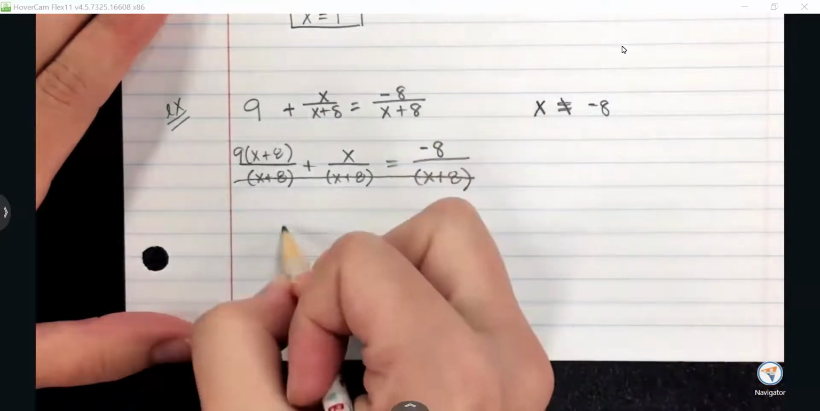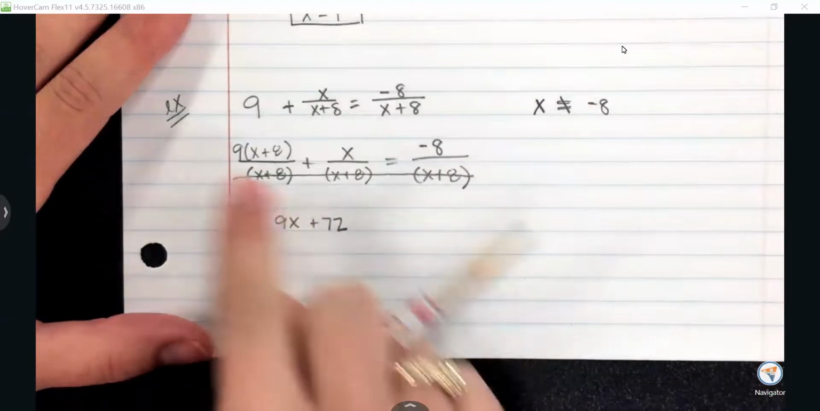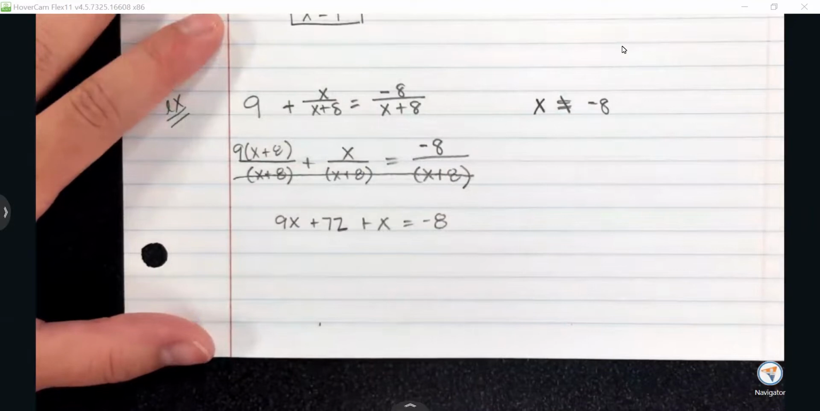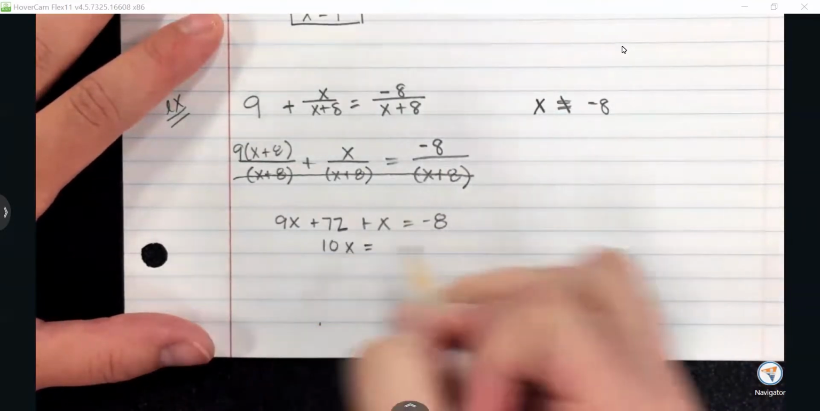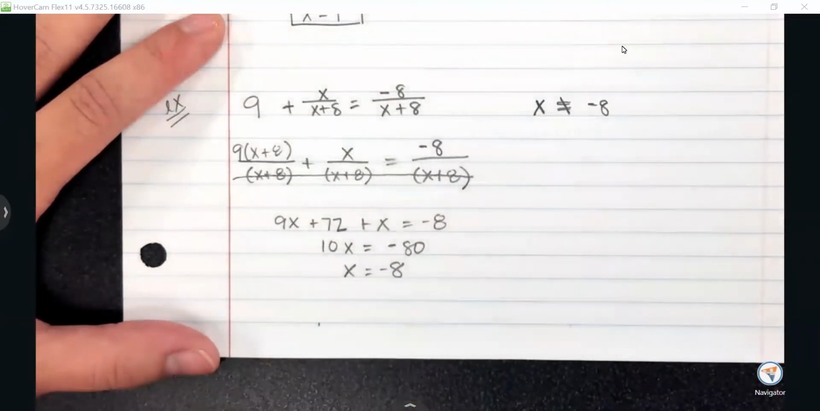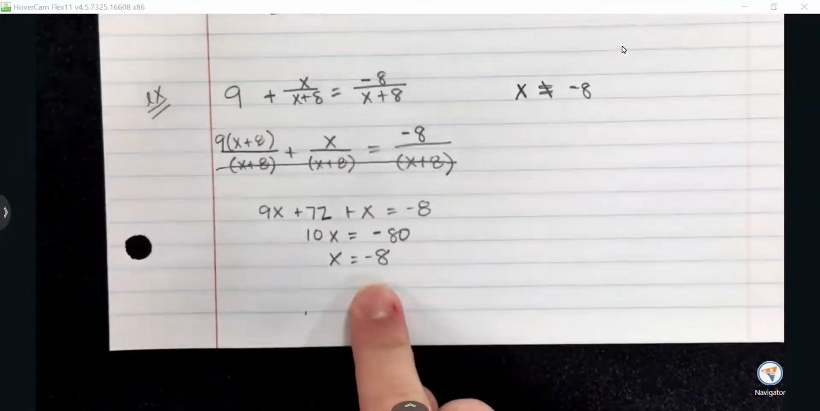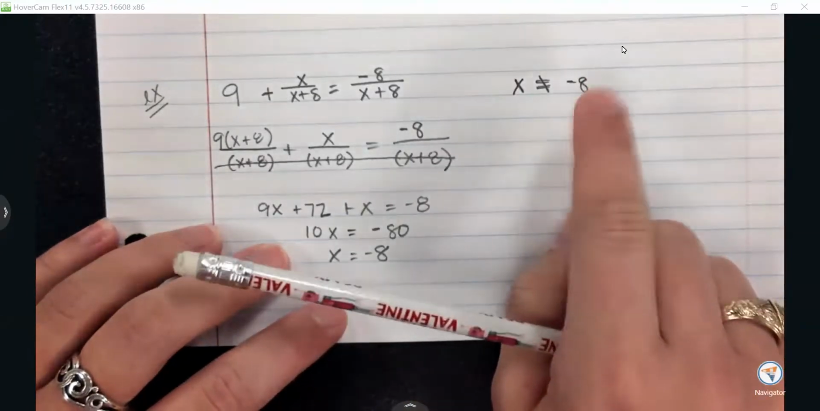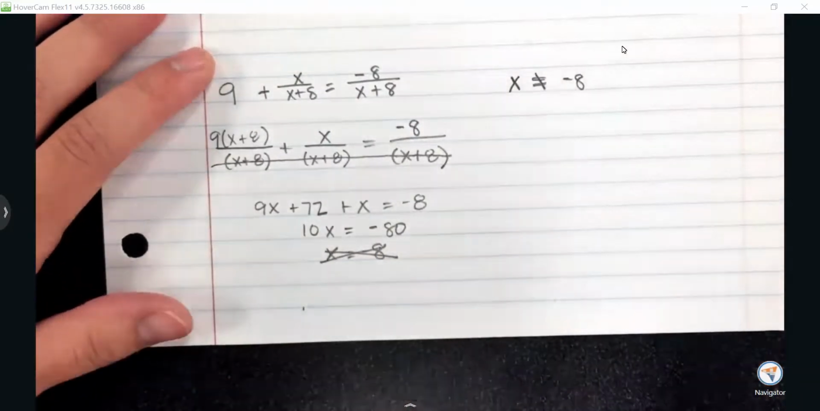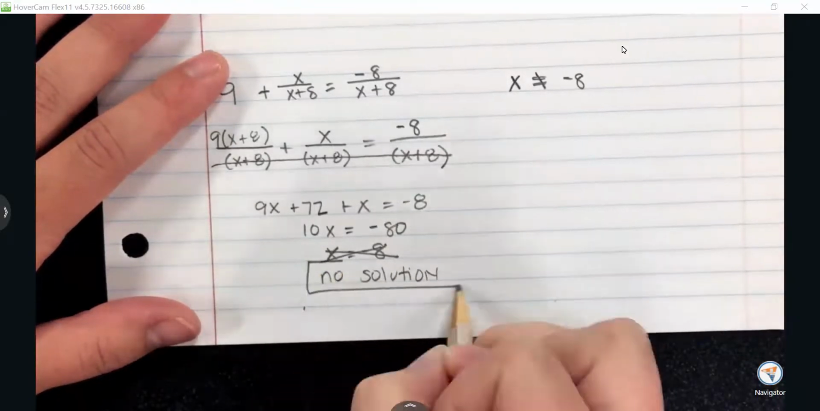So then I have 9x plus 72. Where did that come from? I distributed, plus x equals -8, which would give me 10x equals -80, and x equals -8. Can this be the answer? No. Why not? Because that's what we said. It cannot equal that. So this is not a good answer. So what would my solution be? No solution. Okay.